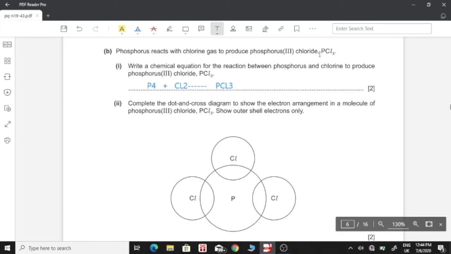Now we're supposed to be balancing this. We have 4 atoms of phosphorus over here, so let's equate it over here as well. Now this gives us 3 atoms of chlorine. 12 atoms of chlorine, since 4 3s are 12, and by writing it 6 over here, we'll be having 12 atoms of chlorine over here as well.